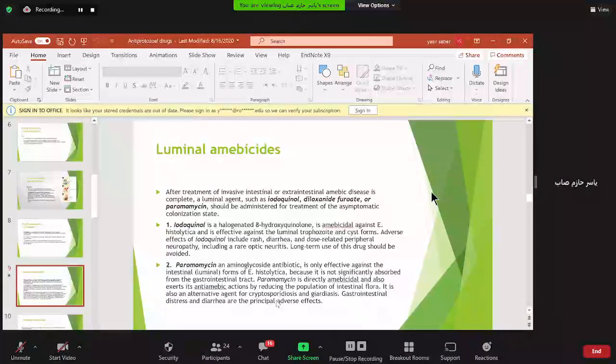It has adverse effects, can cause rash, diarrhea, dose-related peripheral neuropathy, like optic neuritis. Long-term use of this drug should be avoided. Paromomycin is an aminoglycoside antibiotic, is only effective against the intestinal luminal form of Entamoeba histolytica because it is not significantly absorbed from the gastrointestinal tract.